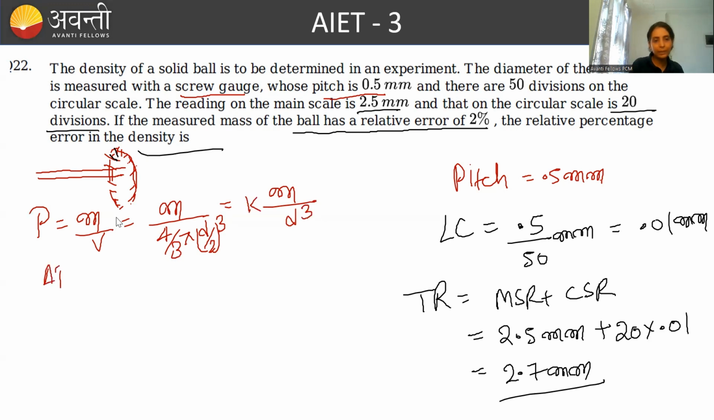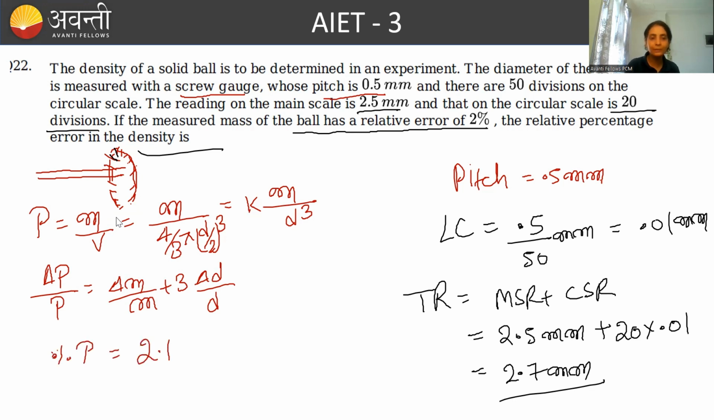So if we are going to calculate relative error in density, it will be equal to delta m by m plus 3 delta d by d. Percentage error के लिए into 100 करेंगे, ठीक है? So percentage error in the density कितना होगा? 2% error in mass plus 3 into, परसेंटेज एरर निकालने के लिए क्या करोगे, 100 से मल्टीप्लाई करोगे ना ऐसे. So do like this. So this 2% is already given in the question. 3 into delta d. अब देखो कितना होगा error in density.